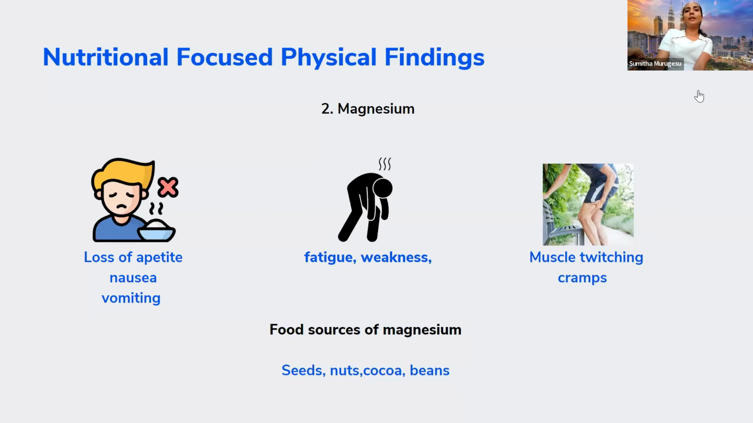Magnesium deficiency can present with loss of appetite, nausea, or vomiting. They can have fatigue and weakness and muscle twitching and cramp. Food sources of magnesium include seeds, nuts, cocoa, and beans.